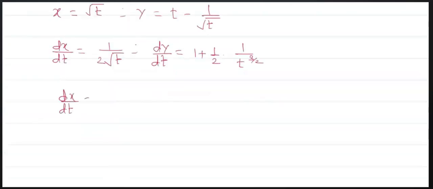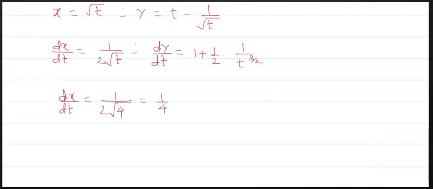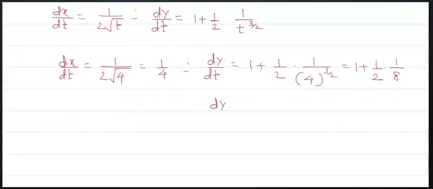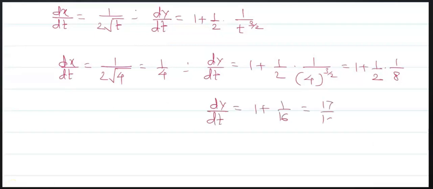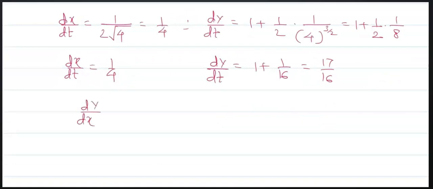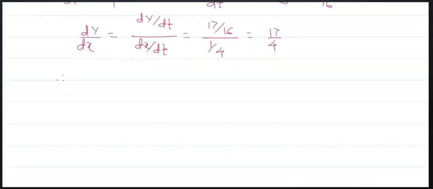Therefore, we'll find the value of dx upon dt, which is 1 by 4, and dy by dt is equal to, you substitute the values, 1 plus 1 upon 2 into 4 raised to 3 by 2, that is equal to 1 plus 1 upon 2 into 1 upon 2. That is equal to 17 upon 16. Dx upon dt is 1 by 4. Therefore, dy by dx is equal to dy by dt upon dx upon dt, 17 upon 16, the whole divided by 1 by 4, and that is 17 upon 4. This is the slope.